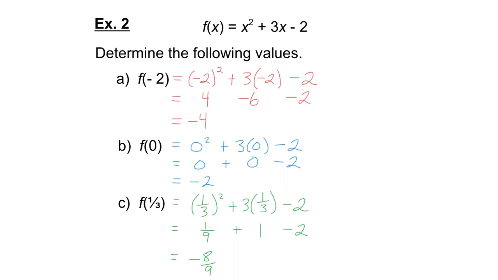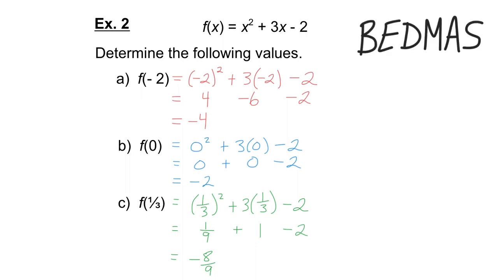Here's my work. You can check yours with mine. Remember, f of x is the input. So if the input is negative 2, replace x with negative 2 wherever you see it. Do the calculations. Remember to follow the correct order of operations, or BEDMAS. So exponents come before division and multiplication, and that comes before addition and subtraction. So we have to do things in the correct order.